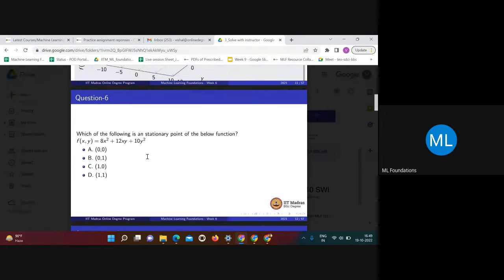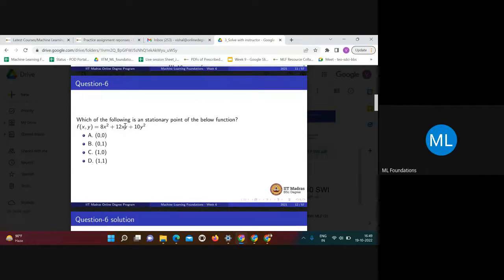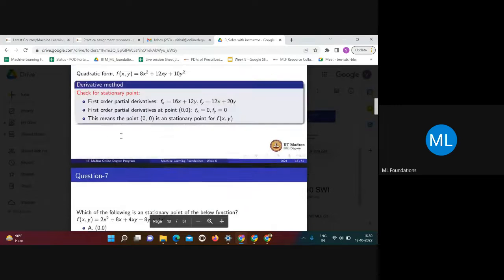x square plus 12xy plus 10y square. What is the behavior of this matrix? Not the stationary point, how does this function behave? I think it's a positive definite function. Yeah, it's positive; 8x square means it's going upward. And if you are able to calculate the determinant, you can also directly say. You can see the plot.